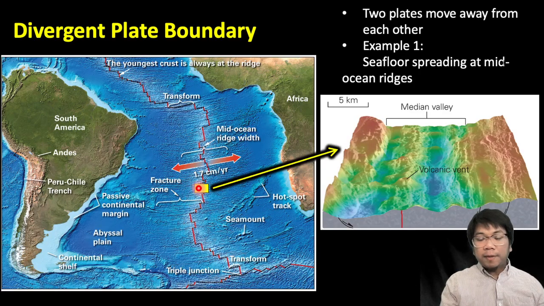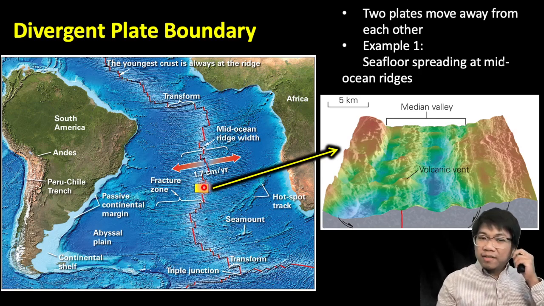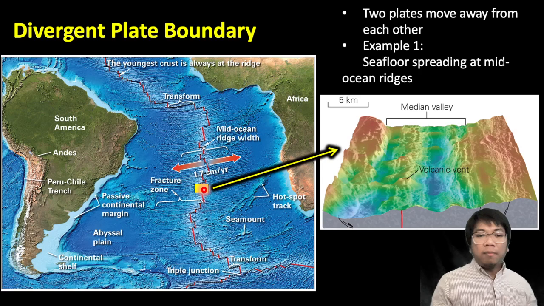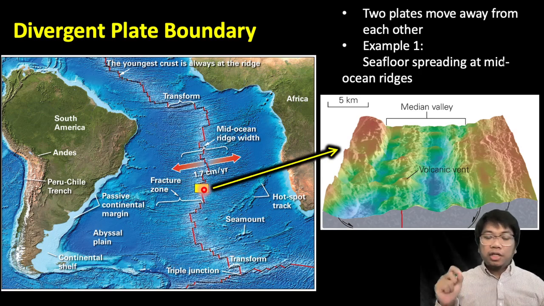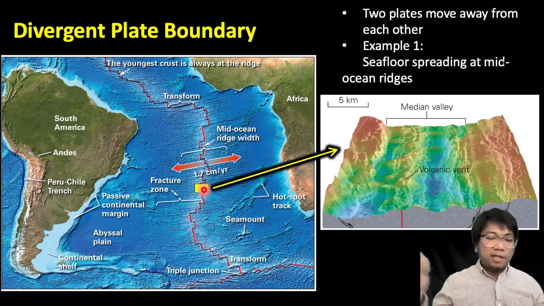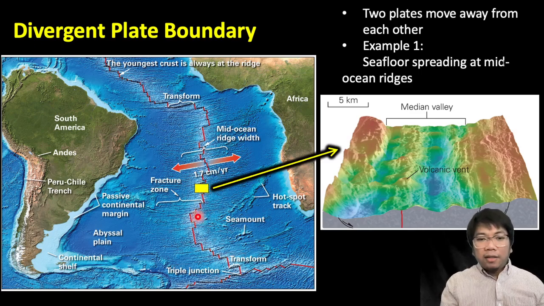And a divergent plate boundary can move about 1.7 centimeters a year, but basically all plate motions are measured in centimeters a year. It can be up to 5 to 6 centimeters a year, but 1.7 centimeters a year is probably the best average velocity of plate motions on Earth.